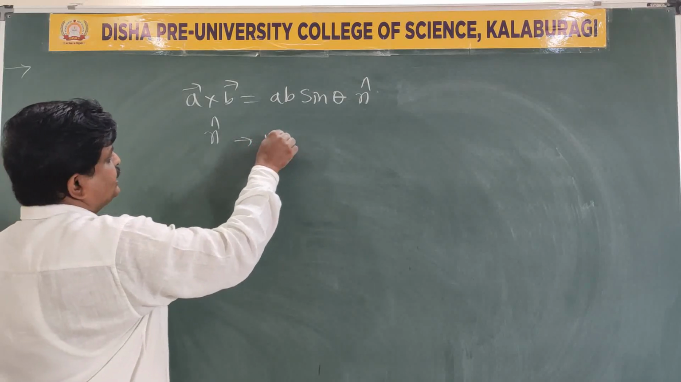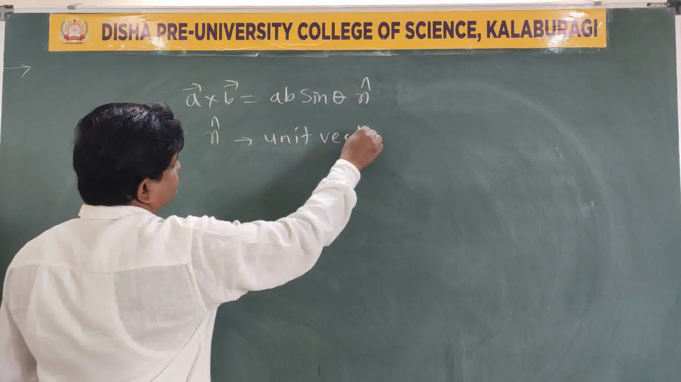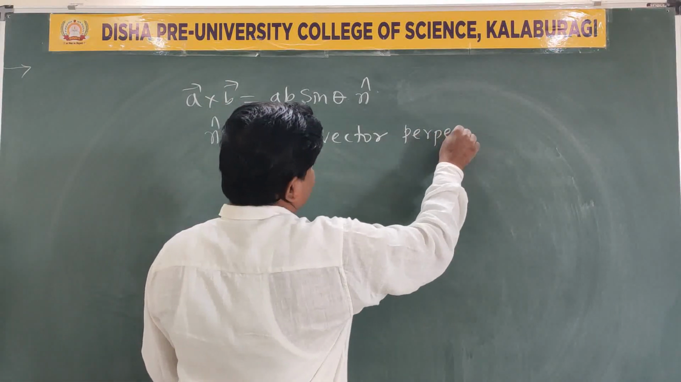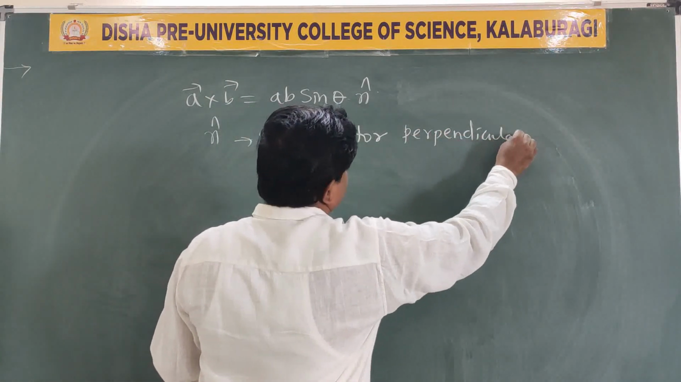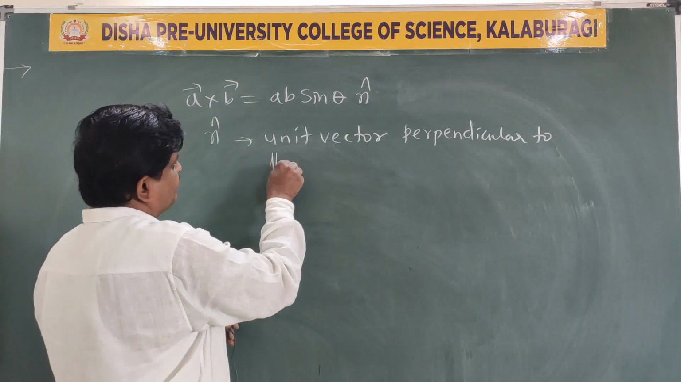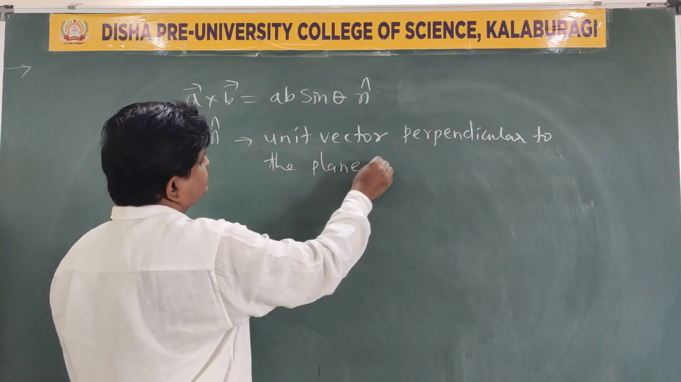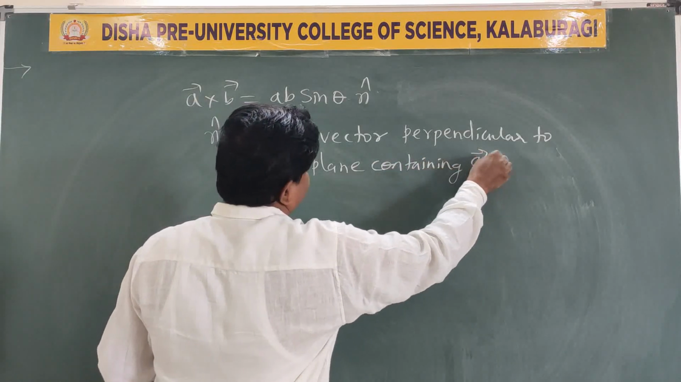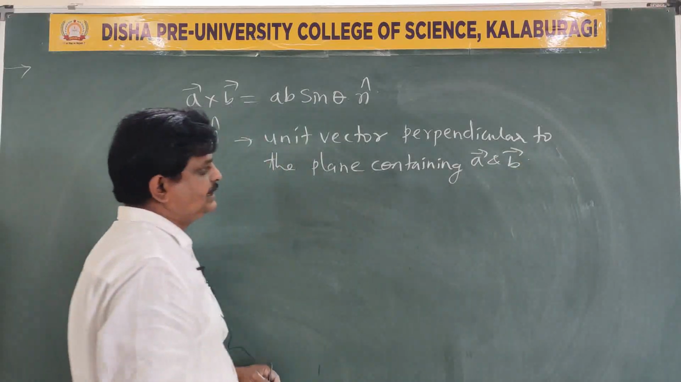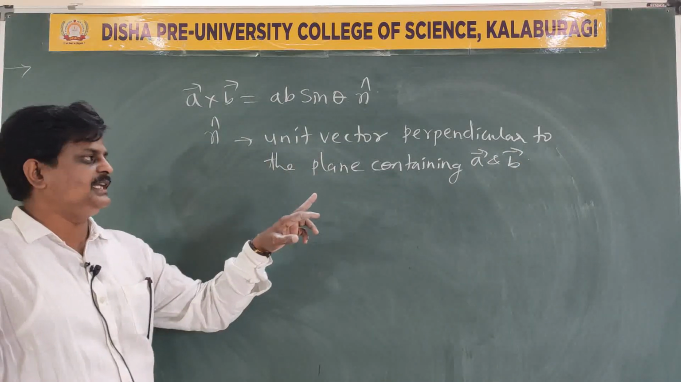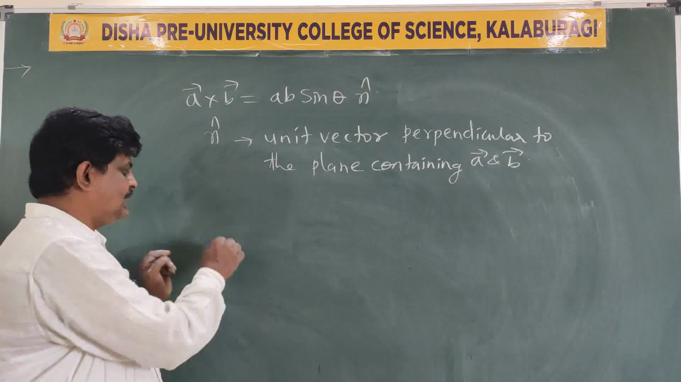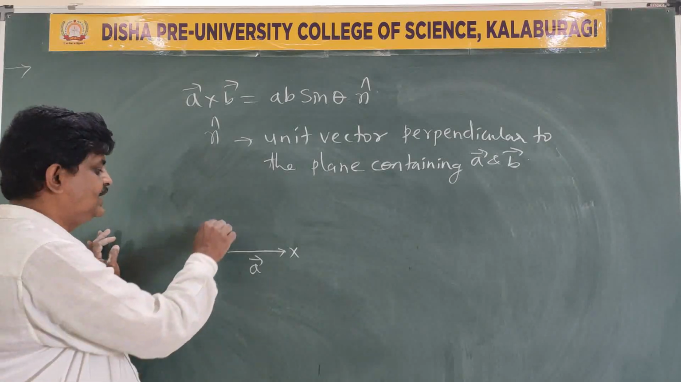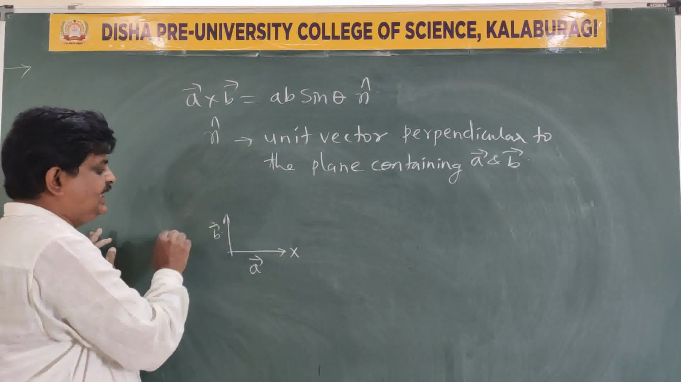N cap is a unit vector, always perpendicular to the plane containing A vector and B vector. Let me explain this concept. Assume that A is the vector acting along the x-axis, like this. B is the vector acting along the y-axis.